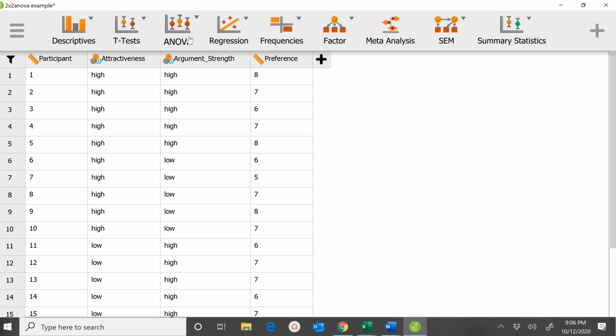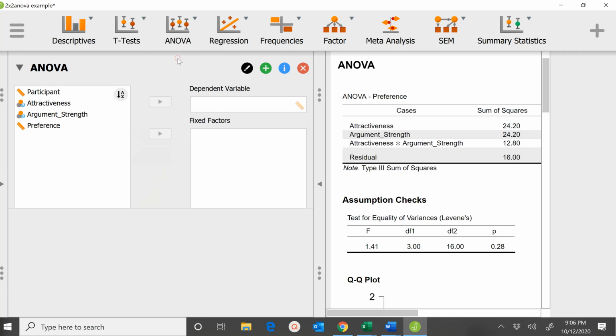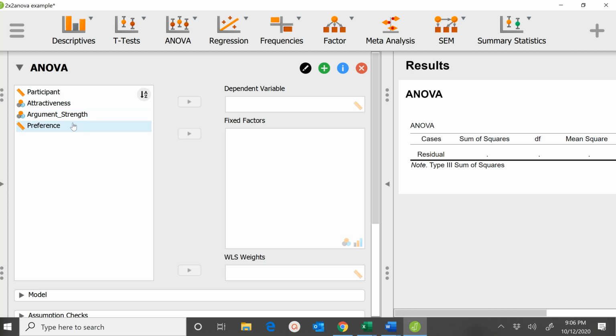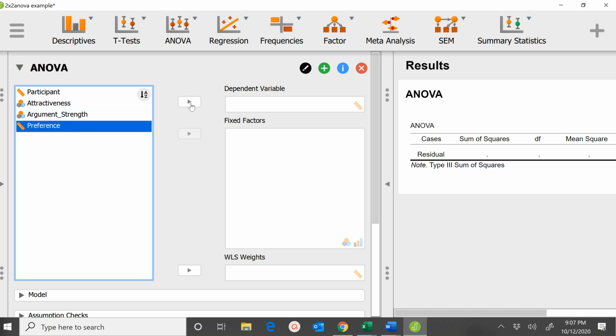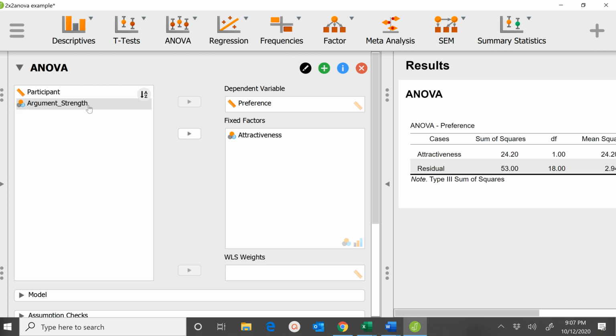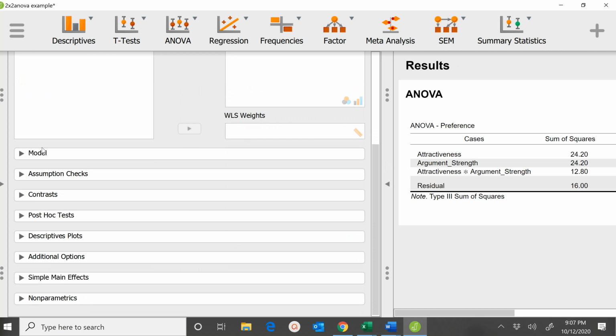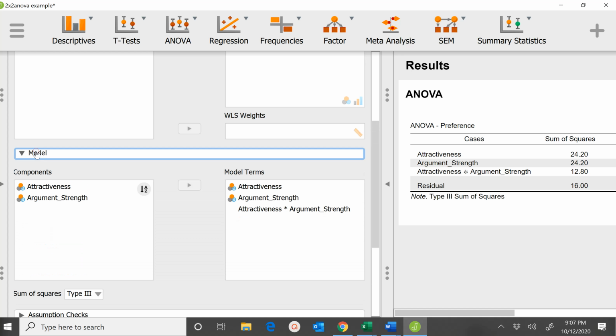And so to conduct the analysis, we go to ANOVA, and then click on ANOVA again, and enter in the dependent variable, which in this example is preference, and the two independent variables go in the fixed factors box. And it's already run the ANOVA for us, but let's look over some more things first. So the model, we're going to leave this alone. This will test the full factorial model where we have all main effects and interactions. So here there's two main effects, one interaction.